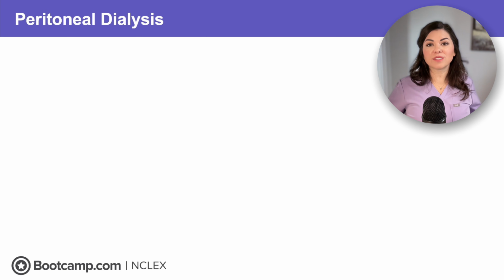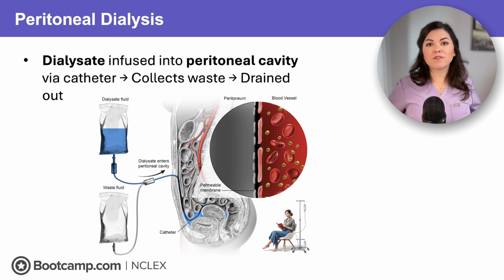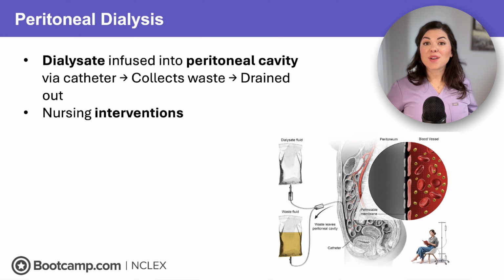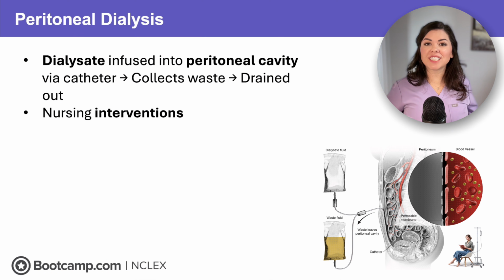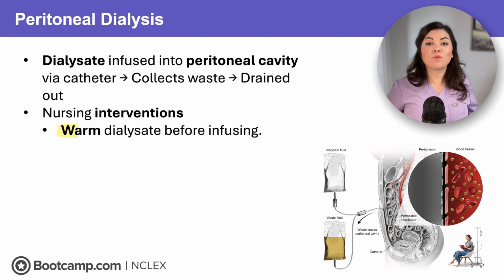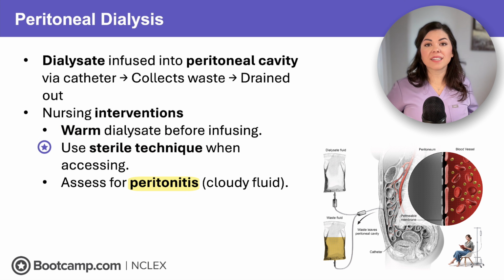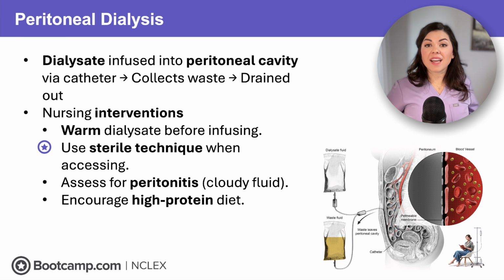Next is peritoneal dialysis. This is when dialysate fluid is infused into the abdomen, where it absorbs waste through the peritoneal membrane and it's then drained. Nursing care focuses on infection prevention and comfort, so we should warm the dialysate fluid before infusing it because cold fluid can cause cramping. We must use sterile technique to prevent infection. Signs of peritonitis include cloudy peritoneal fluid and fever. Finally, clients need a high-protein diet because protein is lost through the dialysate fluid.